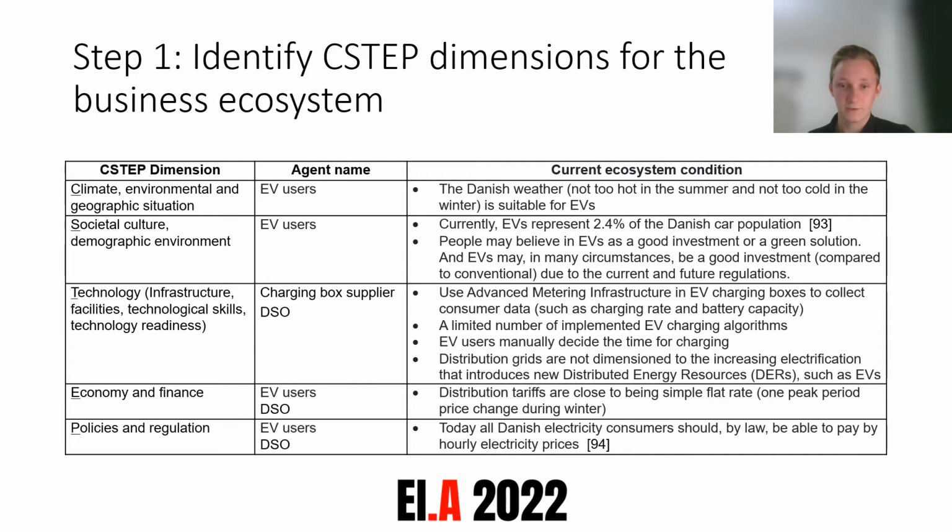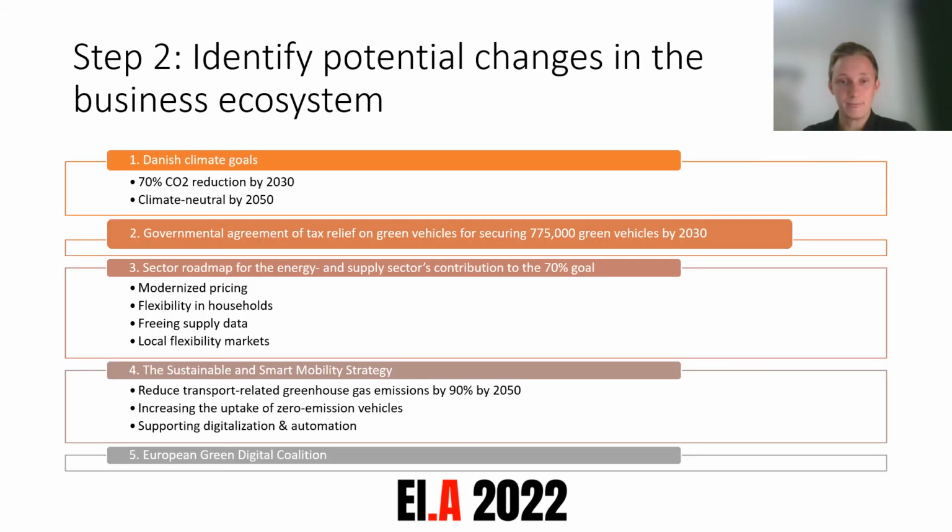For example, for societal culture, we can see that currently we have 2.4% electric vehicles and plug-in hybrid electric vehicles, etc., of the total Danish car population. So that's the current ecosystem.